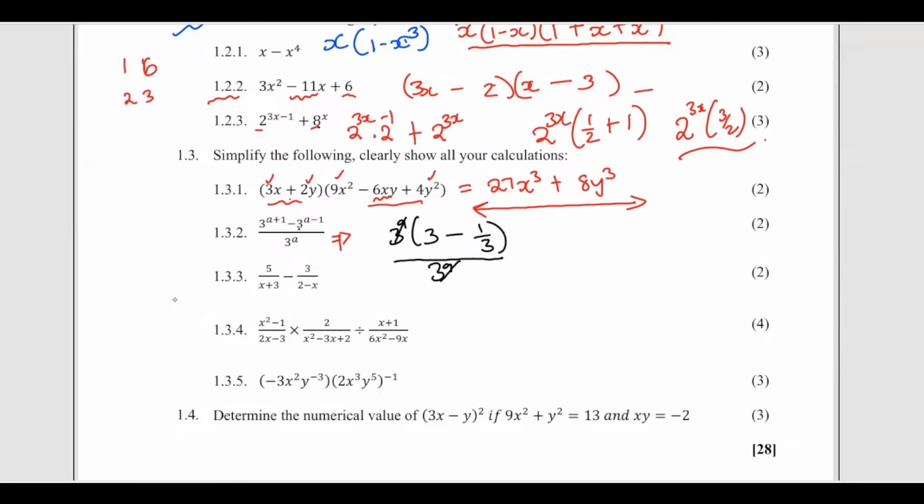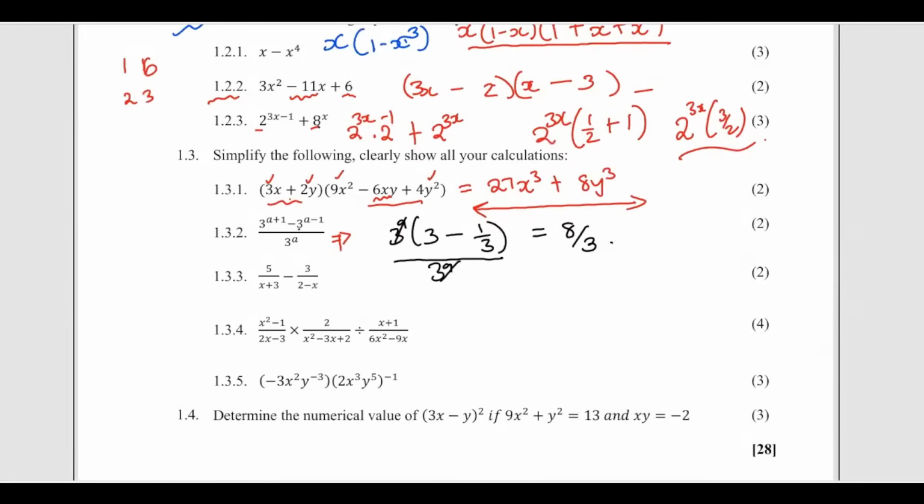Then what is 3 minus a third? 3 by 3 is going to be a 9. 9 minus 1 is going to be 8. So our final answer becomes 8 over 3. Okay, then 1.3.3. Let me put it this side. It's also 2 marks. Okay.